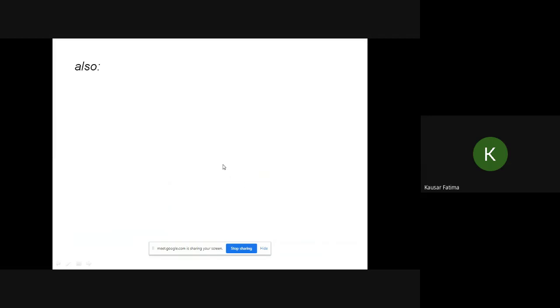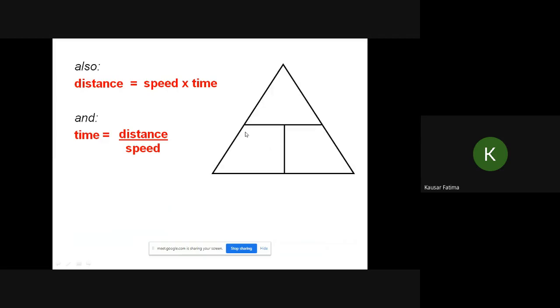There are some other formulas derived from this, like distance is equal to speed times time, and time is equal to distance divided by speed. You must be familiar with the triangle here. What comes in the first box? Distance. Here, speed and time. So speed is equal to distance divided by time. In the same way, distance is equal to speed multiplied by time, and time is equal to distance divided by speed.